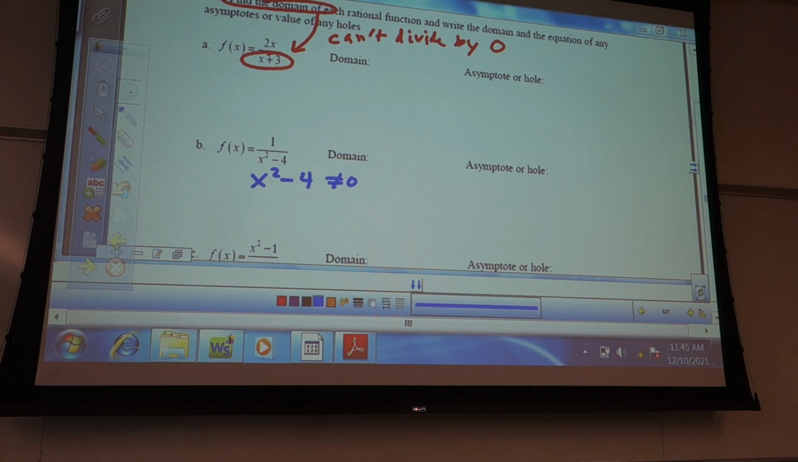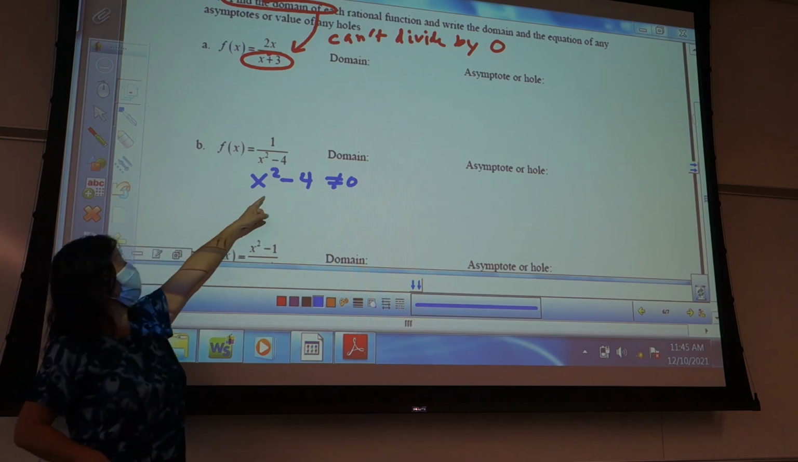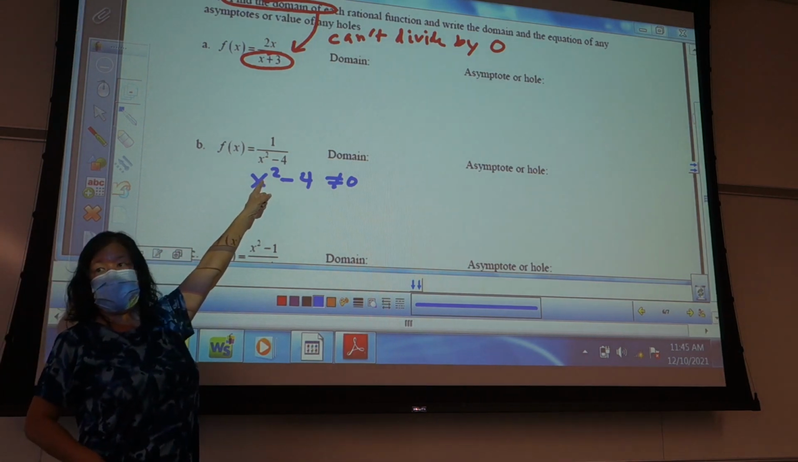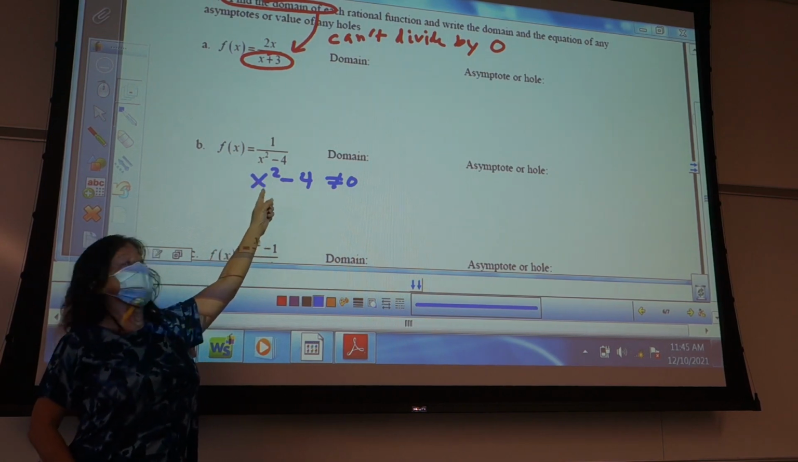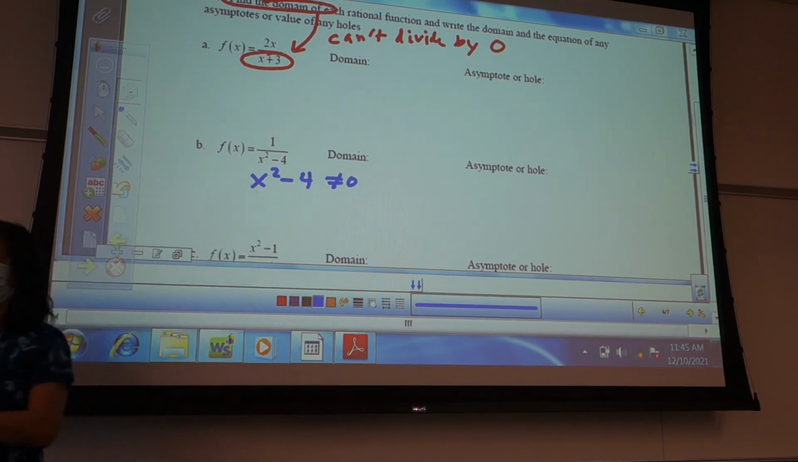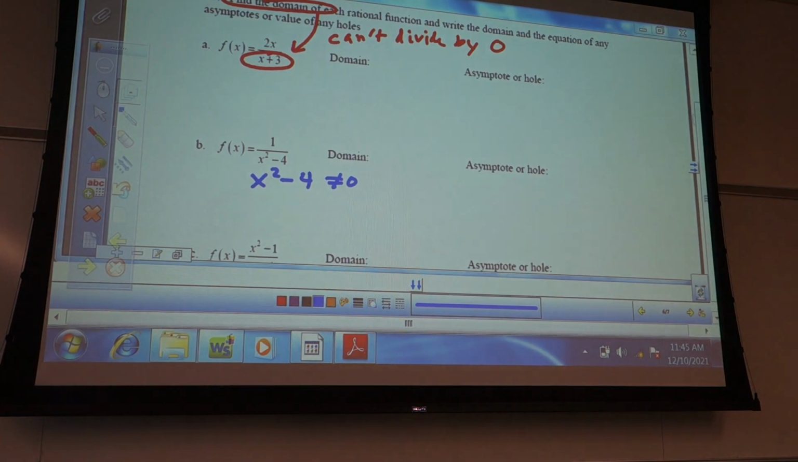This is a special case. Do you guys remember this one? It's the difference between two squares. Someone remember that one or not? No? Well, you can solve it the other way. Just add 4 to both sides, and then to get x, you square root both sides. Remember, when you square root, you have a plus or minus. So don't forget that.